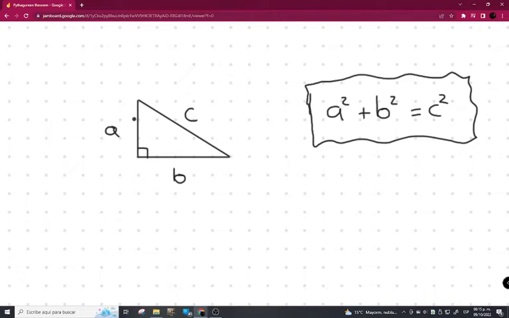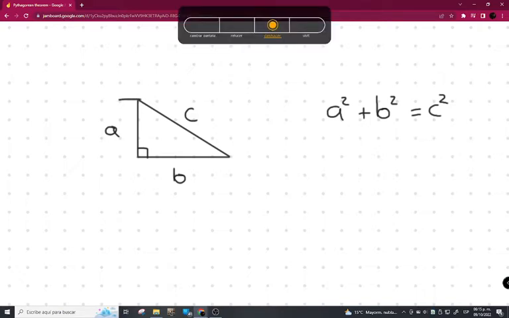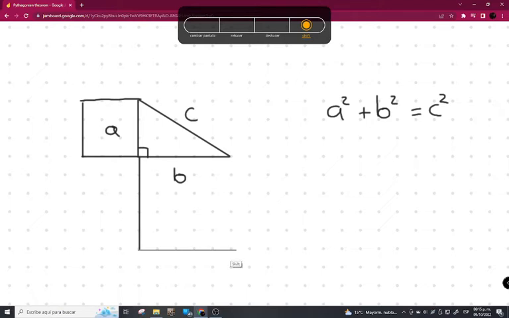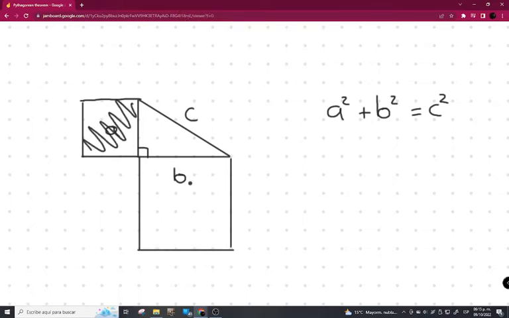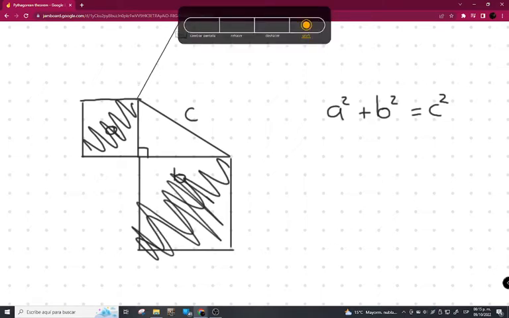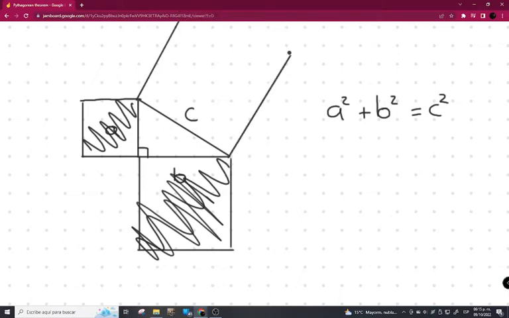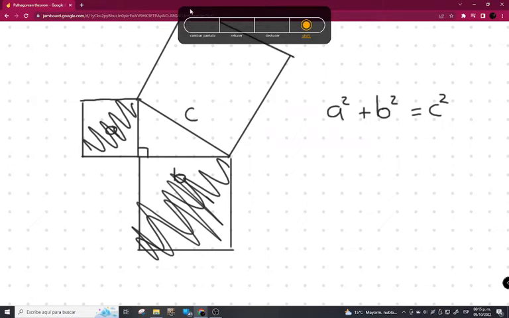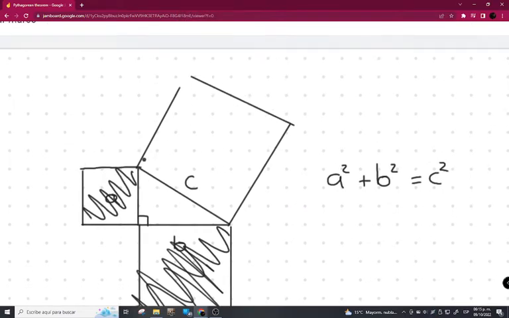Or in other words, if you were to build a square on this part and a square on this part, and you combined both of these areas, you will also get exactly the same area as the square that you can build on this part. Okay, more or less.